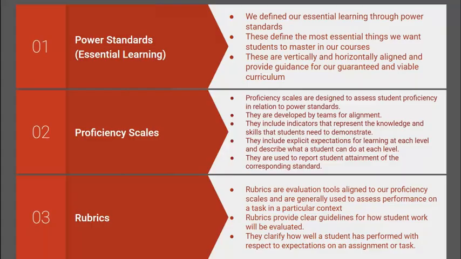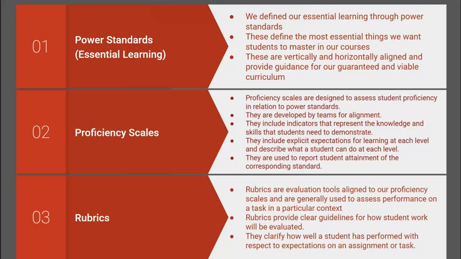This slide provides a reminder of our vocabulary we've used when discussing the work on proficiency scales. We defined our essential learning through our power standards, and these define the most essential things we want students to master in our courses. They're vertically and horizontally aligned and provide guidance for our guaranteed and viable curriculum. Our proficiency scales are what we began to work on in May of 2024 and continued to work on May 9th of this year. Proficiency scales are a type of rubric that are directly tied to your power standards.